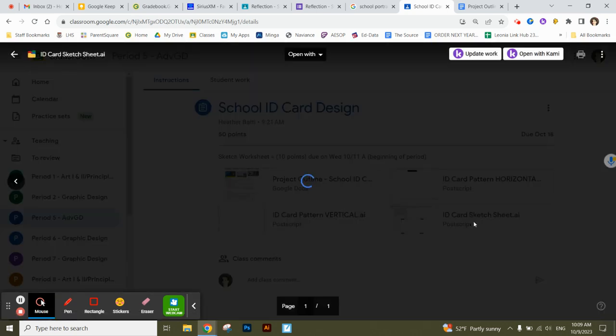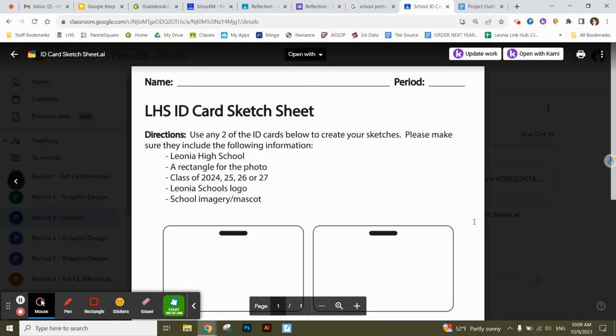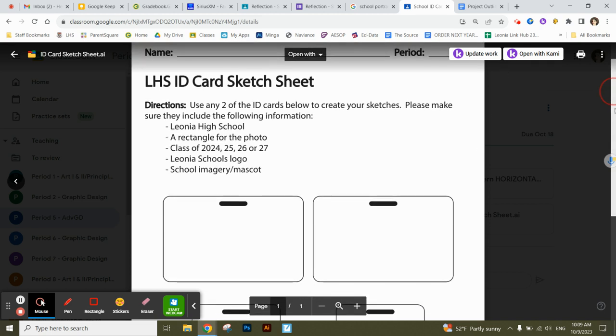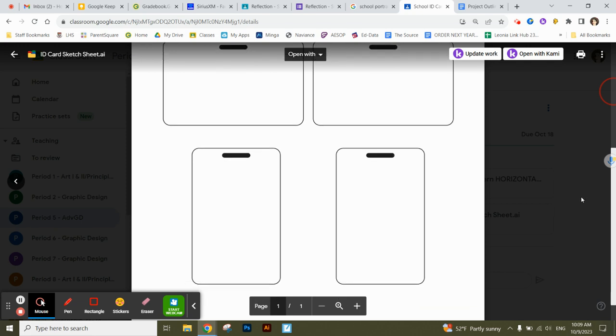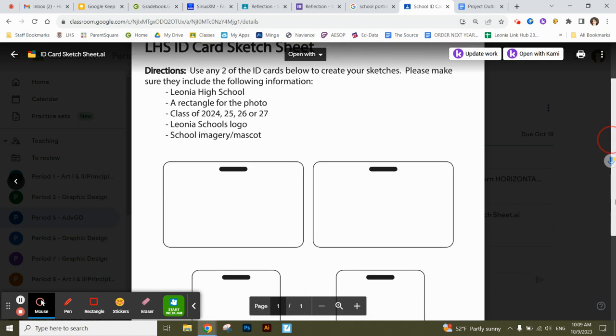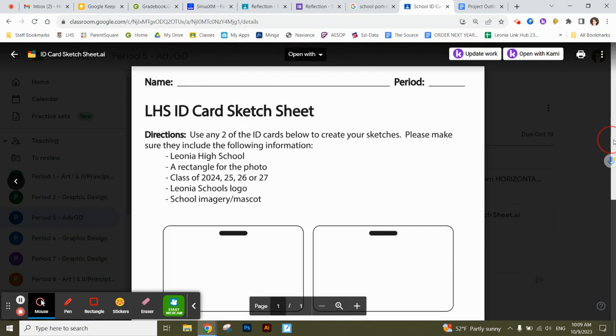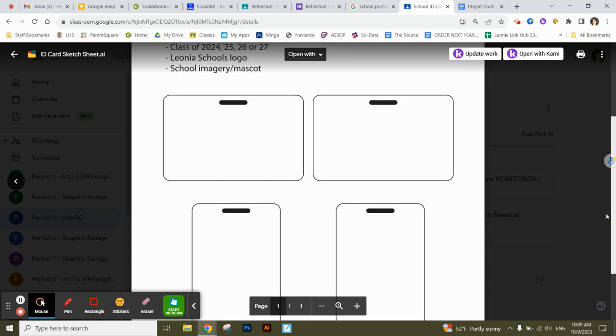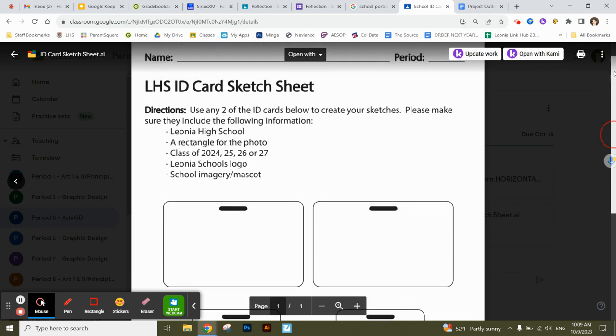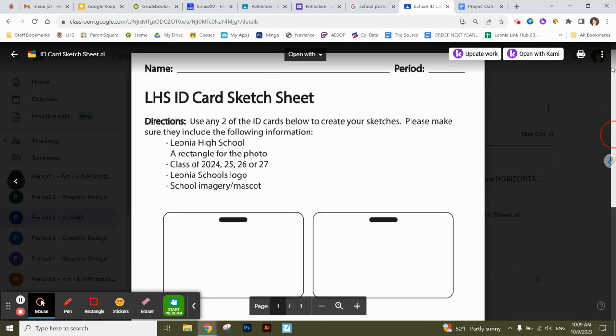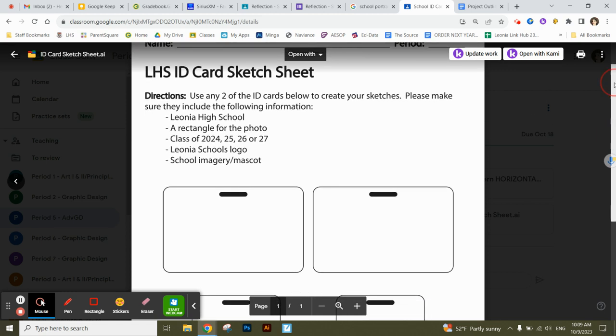We don't have a ton of time, but I'm going to give you this lovely worksheet. I printed it, so you're going to actually sketch on it. I made 2 horizontal cards, and I made 2 vertical for you, but you're going to pick any 2 of these you want and make 2 sketches. If you want to do more, go for it, but you only need to do 2 sketches. I don't care if they're vertical, horizontal, one's vertical, one's horizontal. You do you. But I want you to include all the information we were talking about here.